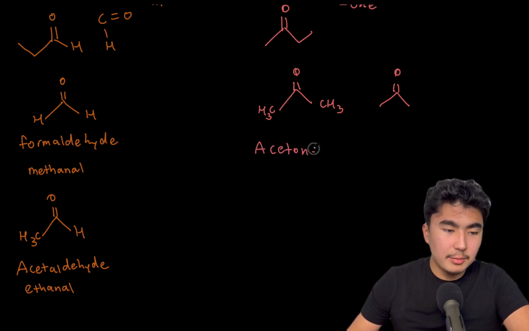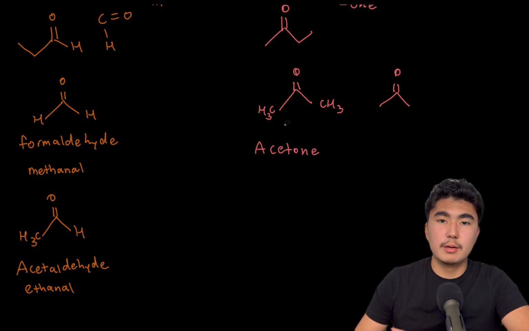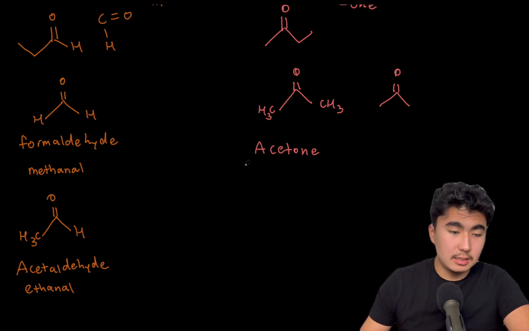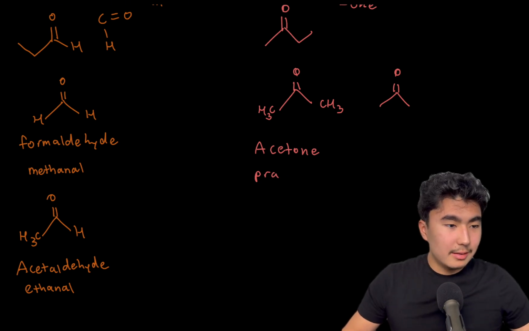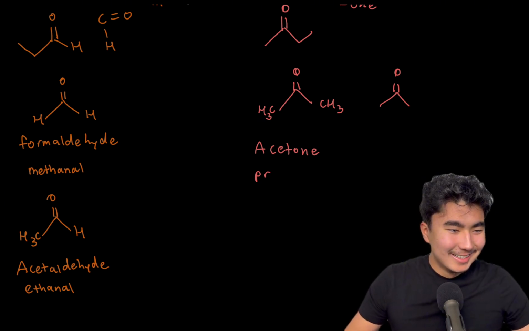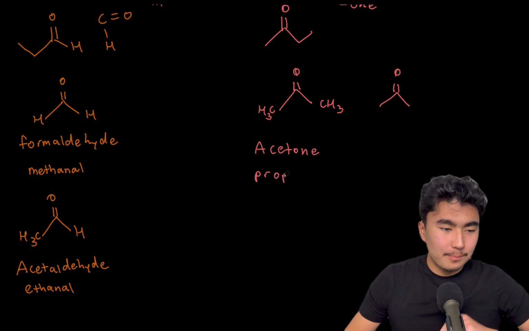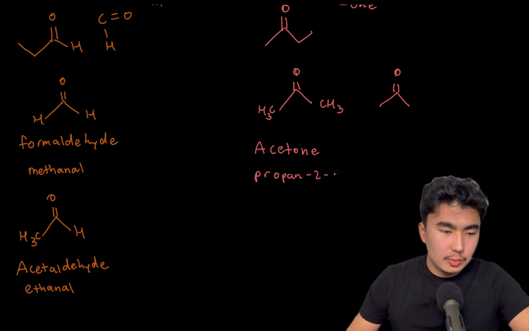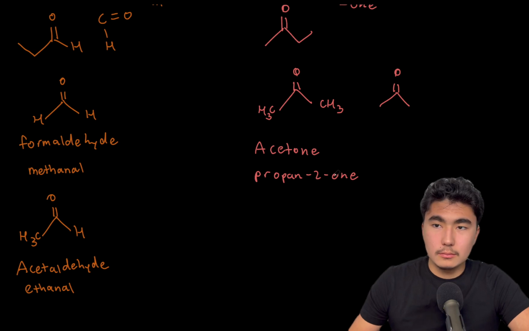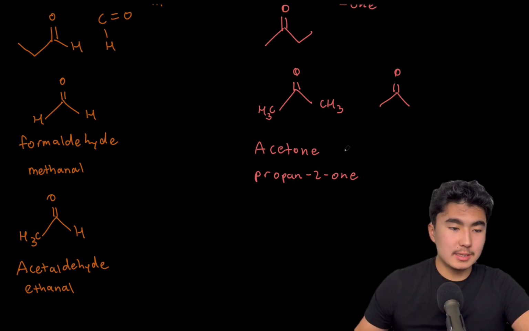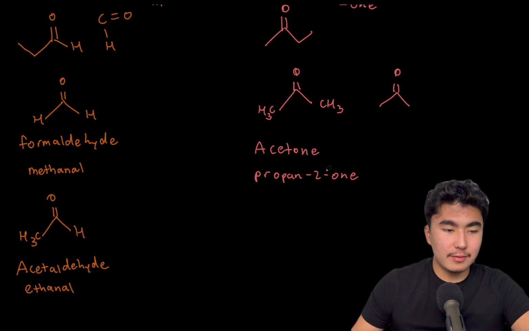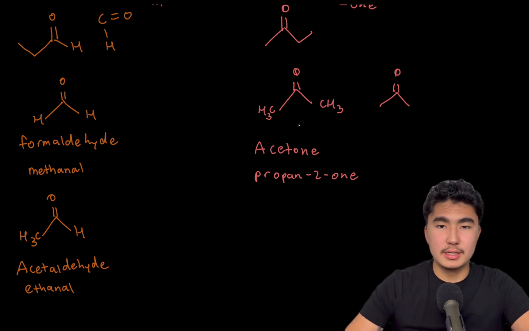So this is our common name for this molecule over here, but the proper IUPAC name is, that is not an O, that is an A, propan-2-one. So this is our IUPAC name, propan-2-one, because at that second carbon we have that ketone, and the common name for this is acetone.